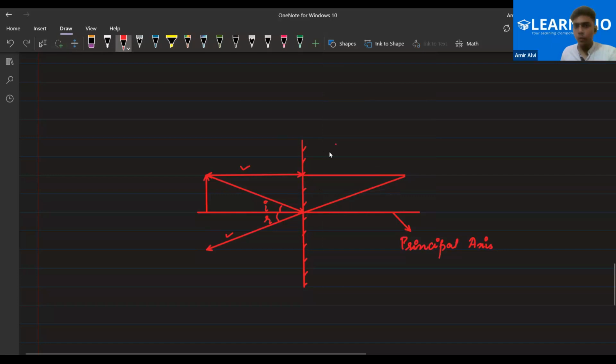It means that they are going to meet at a certain point behind the mirror. This is the front mirror. This is behind the mirror. Okay? So it means that they are going to meet behind the mirror. As you can see, the size of the image is exactly the same as the object.